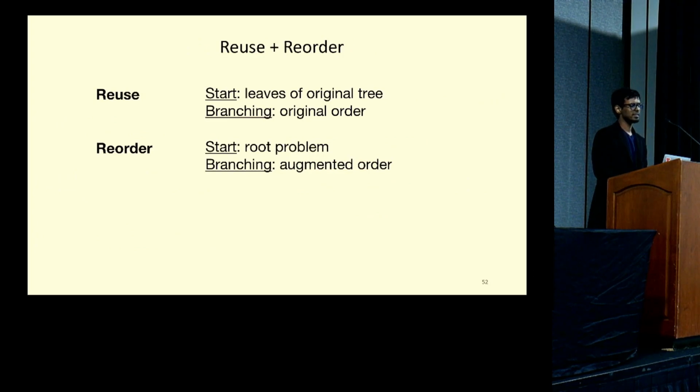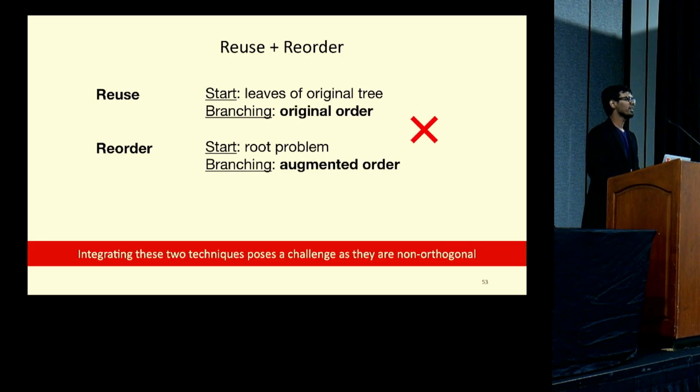Now, the two techniques that I talked about: reuse starts with leaves of the original tree, and it uses the original branching order. And the second technique, which is reorder, starts with a root problem, but it has a better branching strategy. The problem in combining them is that they have conflicting order, and it is not quite straightforward how to combine them to get the benefits of both the techniques.